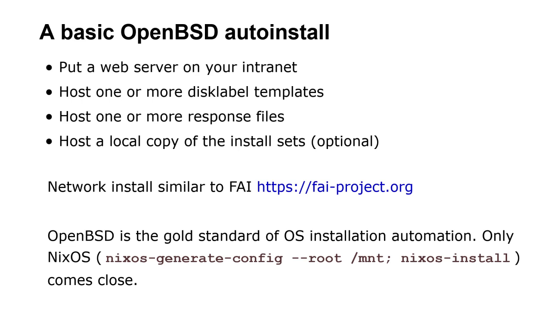A basic OpenBSD auto-install setup that uses what you've seen so far would require a web server somewhere on your network to host one or more disklabel template files, one or more auto-install response files, and it's a good idea to have a local copy of the install sets, especially if you do this as much as I do. Installing an OS from a network share is pretty common. I've done a similar sort of thing with Windows back in the NT4 days, and for Linux there's FAI, that's Fully Automated Installation, which is distro agnostic. But in my opinion, the OpenBSD auto-install utility is the gold standard for OS installation automation.